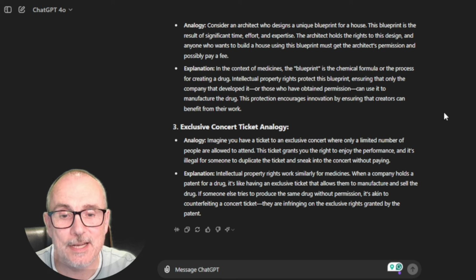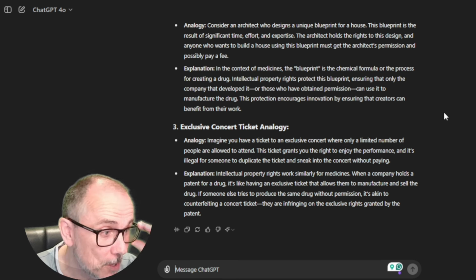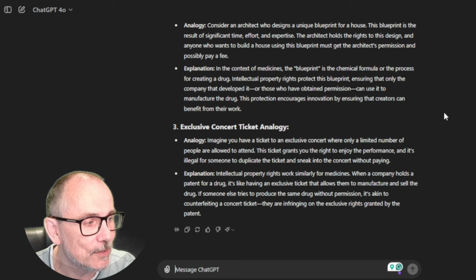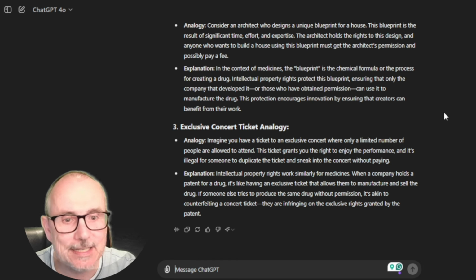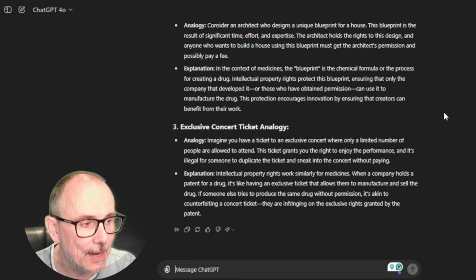And with Taylor Swift filling out stadiums all across the world, this probably is one that makes the most sense. Imagine you have a ticket for an exclusive concert where only a limited number of people are allowed to attend. The ticket grants you the right to enjoy the performance, and it's illegal for someone to duplicate the ticket and sneak into the concert without paying. And then it puts that in the context of medicines.